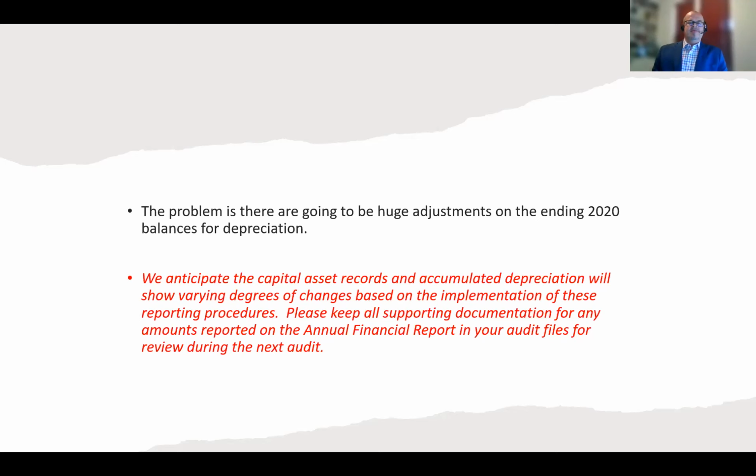But I think here's a good one maybe to end with. The problem is there are going to be huge adjustments on the ending 2020 balances for depreciation. And we know that. We anticipate the capital asset records and accumulated depreciation are going to show varying degrees of changes based on the implementation of these reporting procedures. So just keep all your supporting documentation for any amounts that are on your annual financial report. Keep those in your audit files for a review during the next audit.